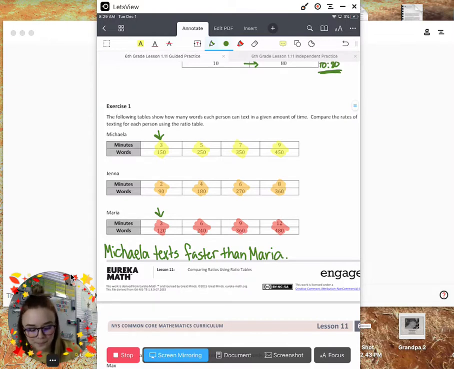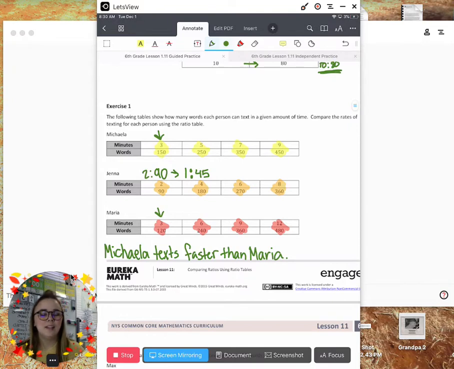Let's see. So she has this ratio of 2 to 90. So 90 we know is an even number, so we can divide it by 2. So we're going to divide both of these numbers by 2 to get an equivalent ratio. So 2 divided by 2 is going to give me 1. 90 divided by 2 gives me 45. Okay, so we can multiply that by 3 to get her time for 3 minutes.